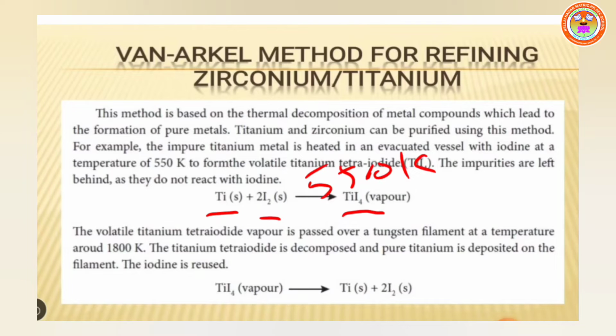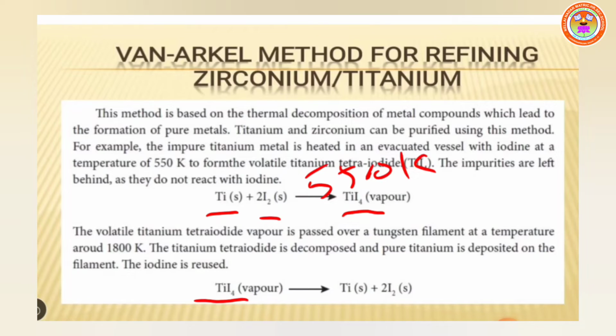In the next step, the titanium tetraiodide vapor is passed over a tungsten filament heated to a temperature of around 1800 Kelvin, meaning the titanium tetraiodide vapor will undergo decomposition and decompose to give pure titanium metal. The pure titanium will be deposited on the tungsten filament. Here the iodine will be obtained in the solid form. We can use it again.